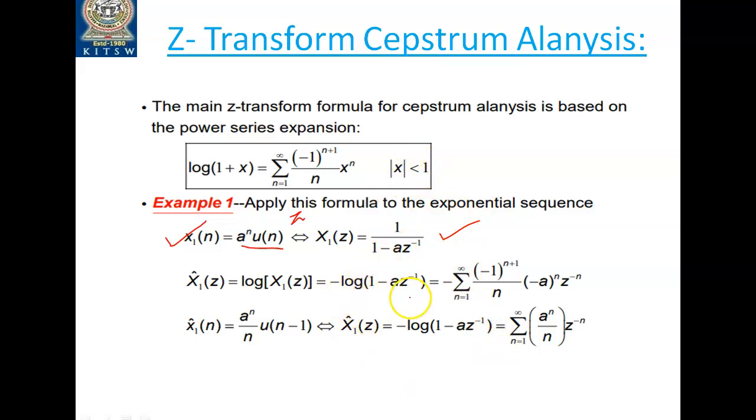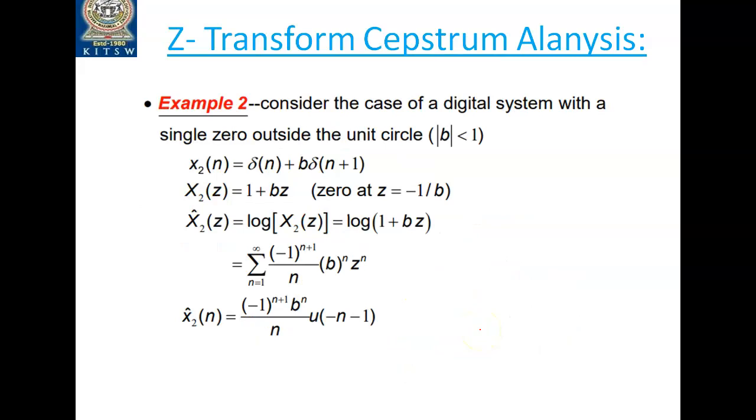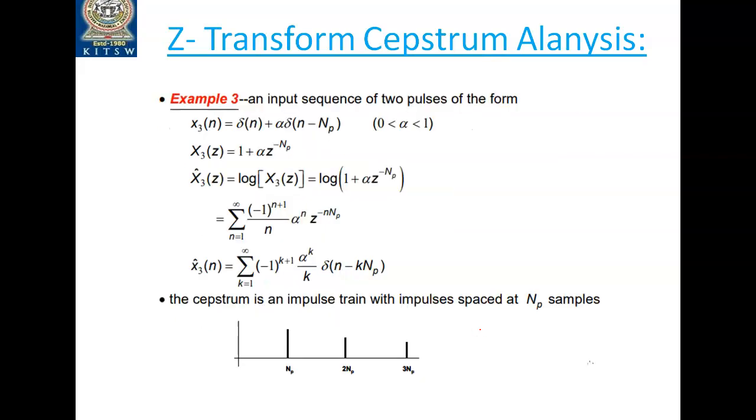That is minus logarithm of 1 minus a within minus. That should be the same as log of 1 plus x or 1 minus x. Okay. And similarly, when you take example 2, here we have taken the single zero that is outside the unit circle, and then we need to compute the cepstrum.